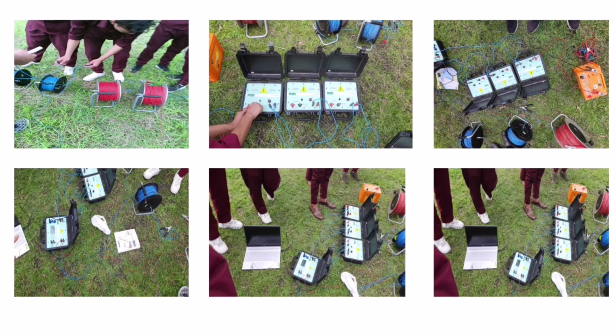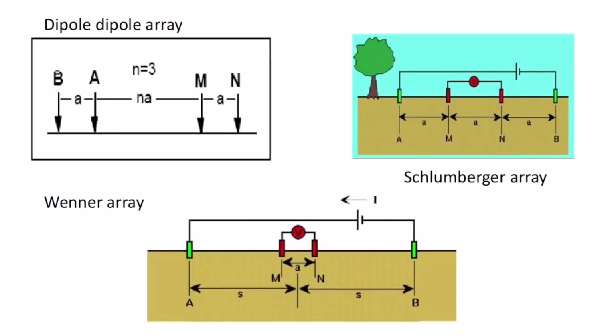The surface electrical resistivity survey works on the principle of potential gradient, which means that the electrical resistivity of soil or rocks and their distribution decides how the electrical potential in the ground around a current carrying electrode is distributed. The equipment is arranged in a systematic order known as an array. So basically there are three types of array: dipole-dipole array, Schlumberger array, and Wenner array.